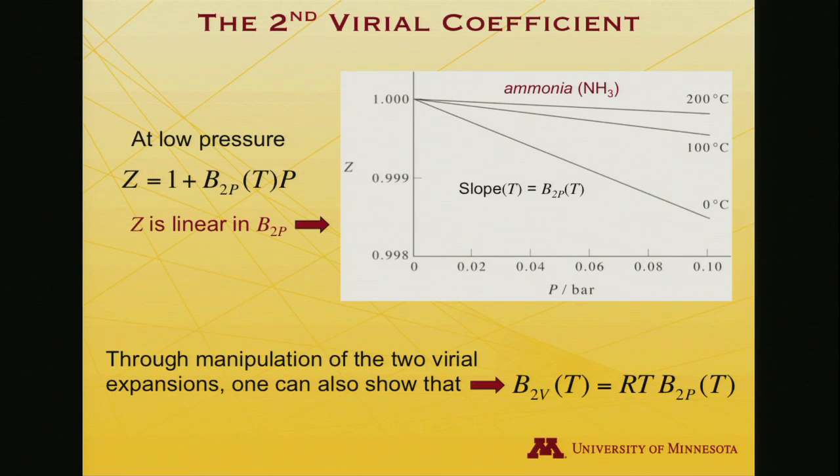You can also manipulate the two virial expansions. It takes about maybe 15 lines of equations to do this. It's not awful, but it's a little much to put on a slide, so I'll just give you the result. You can show that B2V(T), so that's the coefficient that appears in the molar volume virial expansion, is equal to something quite simple. It's just R times T times B2P(T). So by doing this experiment, you simultaneously get both of these two second virial coefficients.